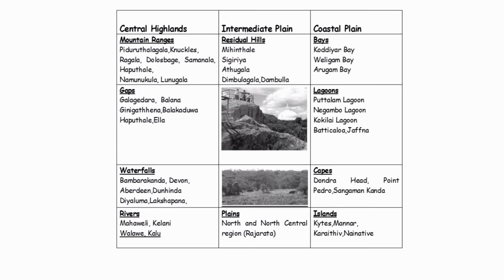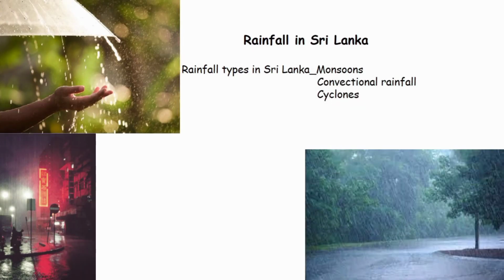There are islands around our country. Kites, Mannar, Kayts, Nainativu are some examples for islands in Sri Lanka.